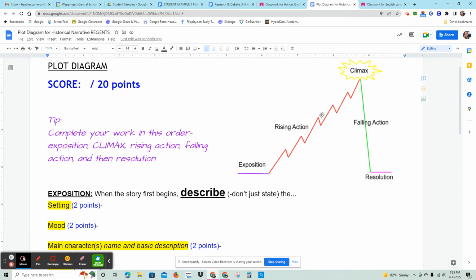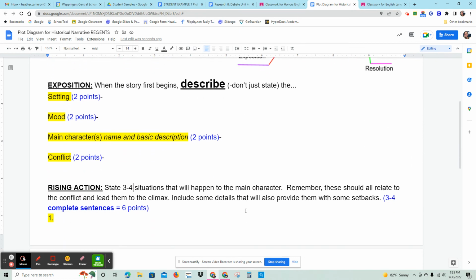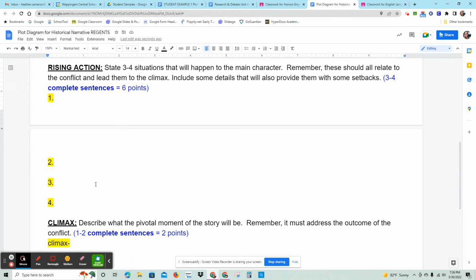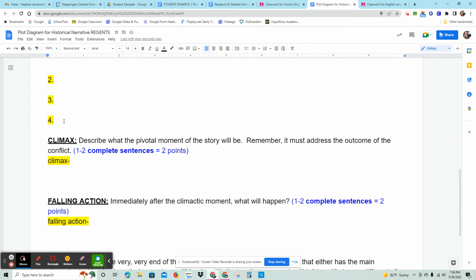So if we look at our diagram here, remember how rising action is going to be like they're making a little bit of progress on whatever journey that they're on, and then they have a setback. They're making a little bit of progress, and then they have a setback. So think about what would be a few of these advances, a step in the right direction, and then a setback. Okay, so just think about that and come up with 3 to 4 of them. Then hopefully that'll lead us right up to that climactic moment.